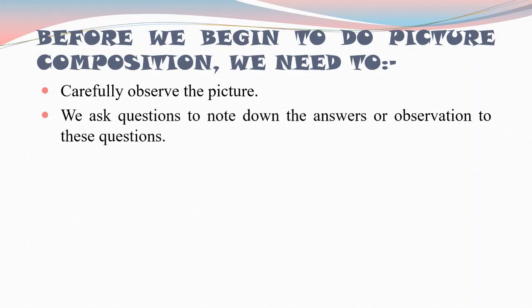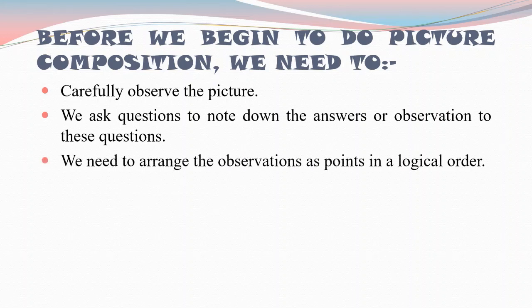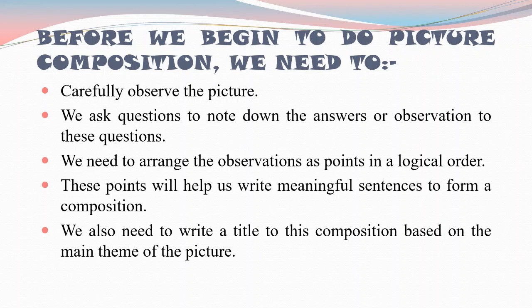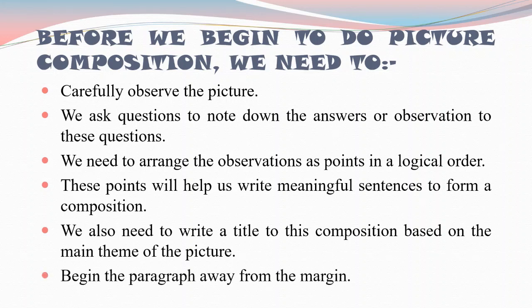Before we begin to do picture composition, we need to carefully observe the picture. We ask questions to note down the answers or observation to these questions. We need to arrange the observation as points in a logical order. These points will help us write meaningful sentences to form a composition. We also need to write a title to the composition based on the main theme of the picture. Must begin the paragraph away from the margin.